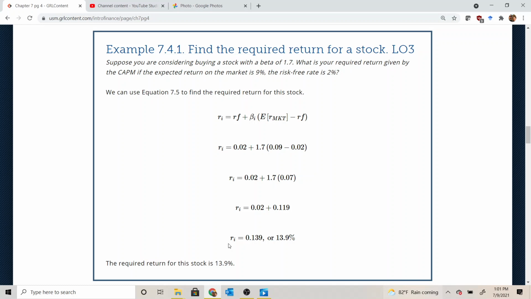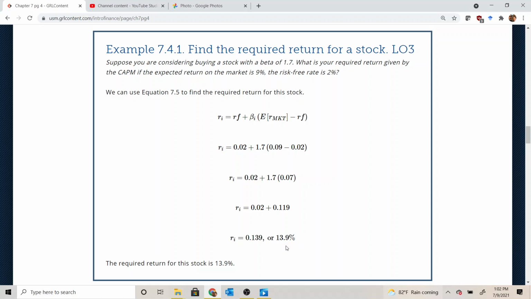So this return of 13.9%, what it actually measures is the minimum expected return that would compensate us to hold this stock, right? This is not what we expect the stock to do. This is what we need it to do in order to consider holding it as an investor. So what we would do with this rate is compare it to what we think the stock is going to do. We'd make some projections, say, hey, what do we think it's going to return next period? Is it greater or less than 13.9%?